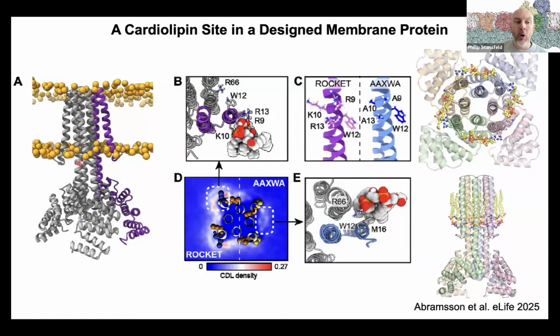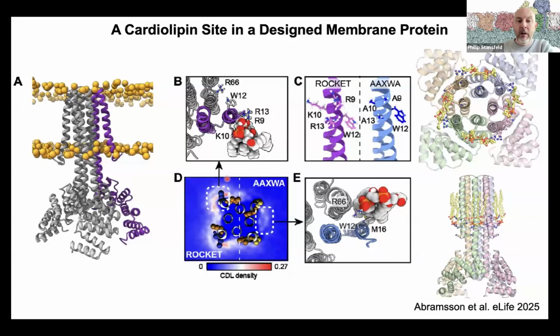This protein is called rocket on the basis of its structure. It looks a lot like a rocket. It was designed by David Baker's group, and perhaps this was one of the reasons why David Baker won the Nobel Prize last year for chemistry. This designed protein is a membrane protein, and it rather nicely sits within a membrane using our MemProtMD pipeline.